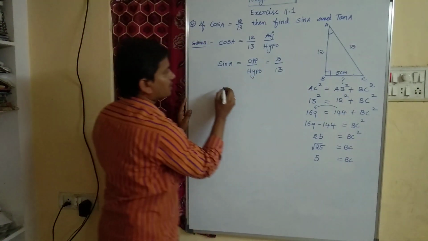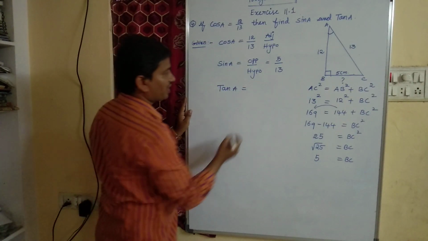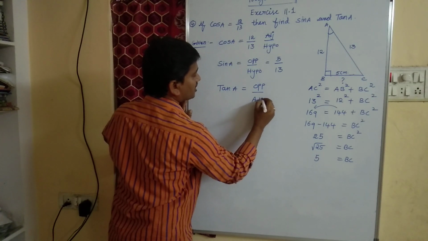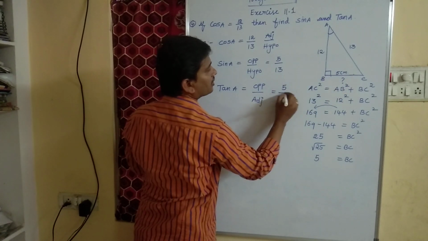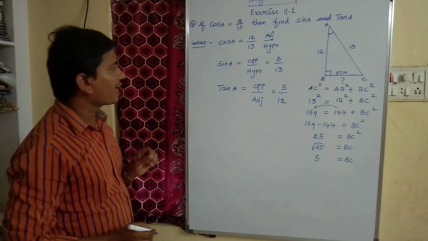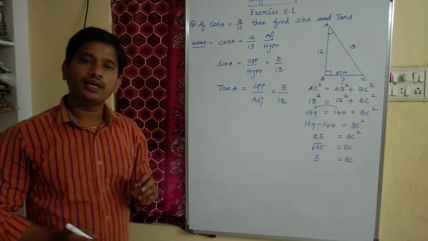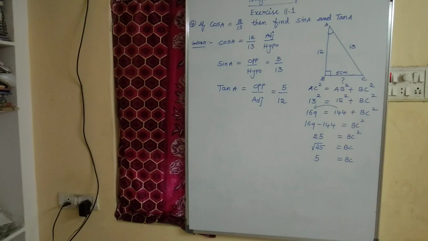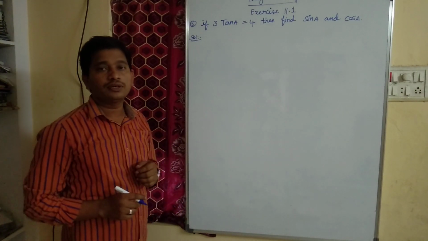The second question is tan A. What is the ratio of tan? Opposite side by adjacent side. With respect to A, the opposite side is 5 units and the adjacent side is 12 units. So what is the ratio of tan? Tan A is 5 by 12 units and sin A is 5 by 13 units. This is our fourth problem.